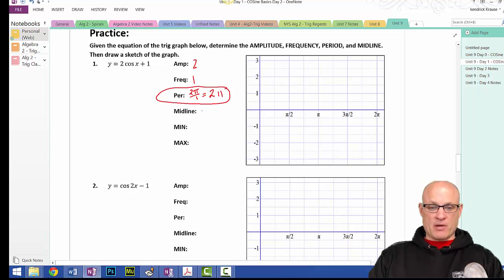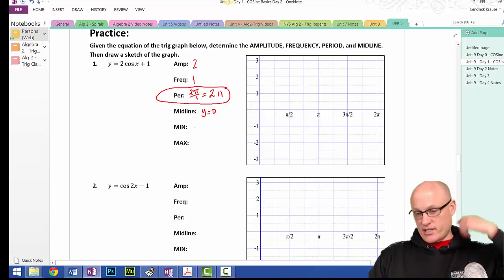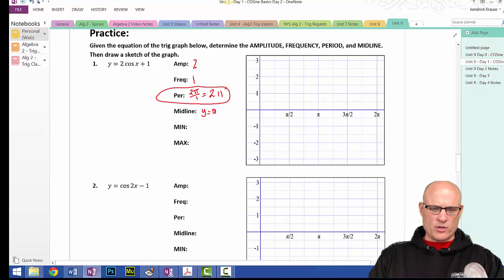My midline is just the x-axis. I'm not moving up or down. Don't forget the minimum is the midline or the D value. Oh wait, no it's not. It's 1. We're moving up 1. I apologize. Our midline is 1. So our midline is going to be right here. I'll draw that in right now.